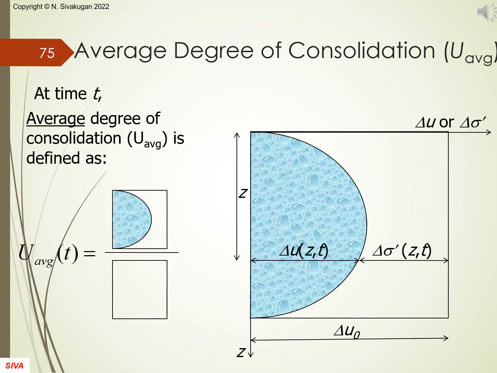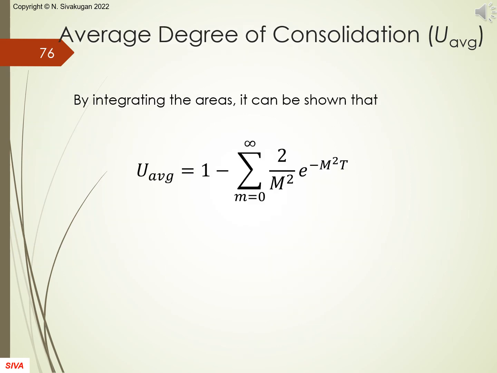While the degree of consolidation U at a time varies with depth, we like to have an overall average degree of consolidation for the layer. We define this as the area of the dissipated excess pore water pressure versus depth diagram over the area of the initial excess pore water pressure versus depth diagram. Have a good look at the figure here. Here is the equation for the average degree of consolidation, which is a function only of the time factor, big T.